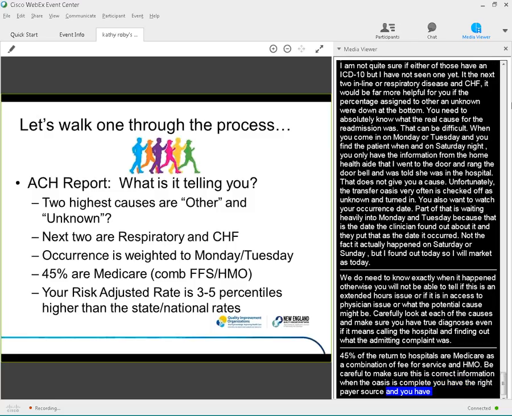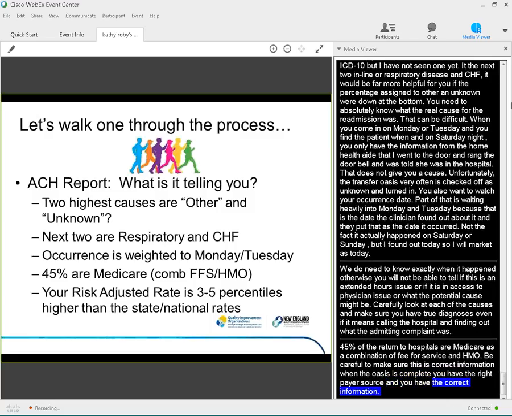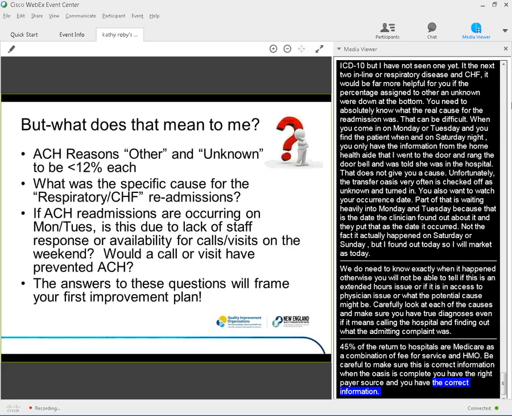What does it tell you if your risk-adjusted rate is 3 to 5 percentage points higher than the state and national rates? It tells you you have a problem you need to fix. You need to be as close to the national rate, if not below it, as you possibly can get.